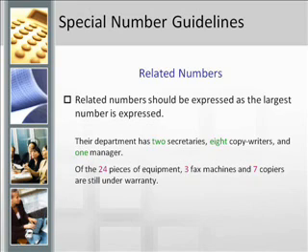But in the second example, of the 24 pieces of equipment, 3 fax machines and 7 copiers are still under warranty. The related numbers in this case are in purple: 24, 3, and 7. 24 is higher than 10 and therefore is written as a figure, and therefore 3 and 7 are also written out as figures.